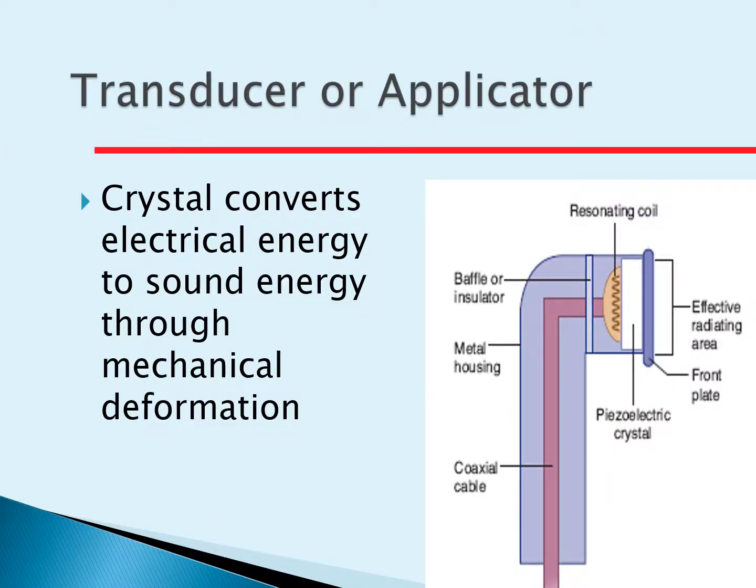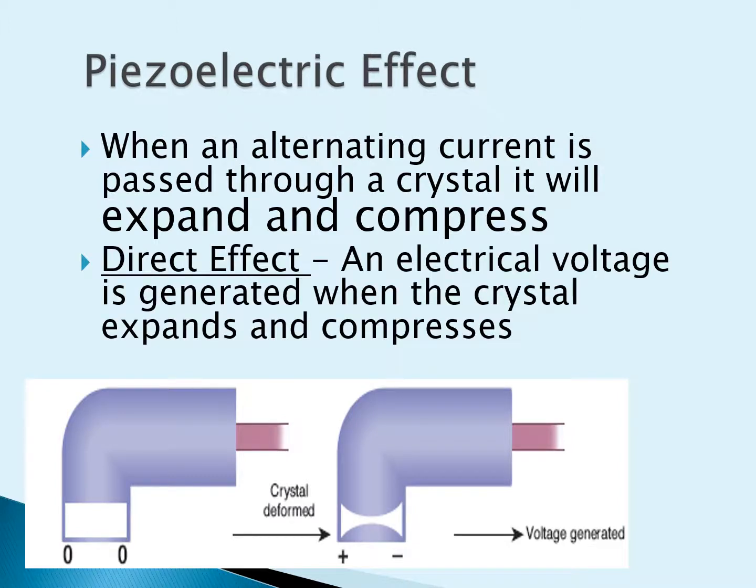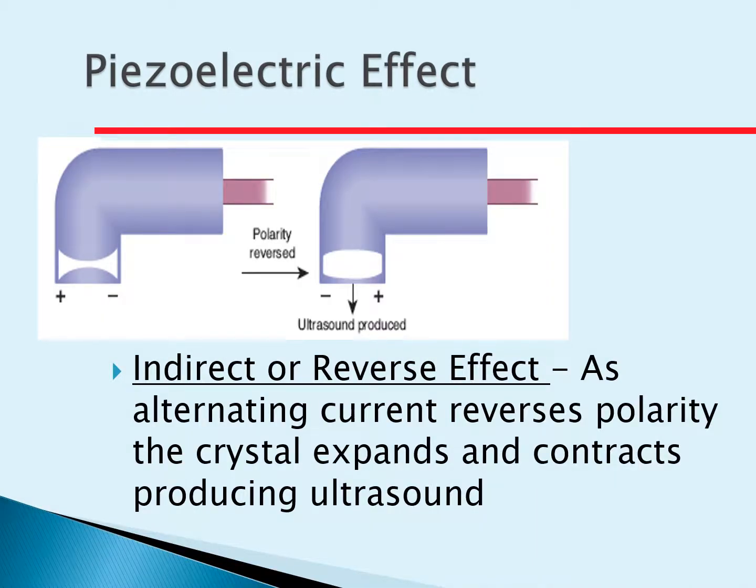It's going to convert electrical energy to sound through mechanical deformation. So here's the piezoelectric effect in place. An alternating current is passed through it. It causes the crystal to expand and compress. A voltage will be generated at that point, and that's going to cause a direct electrical effect that's going to cause the sound waves to go into the human body. Indirect or reverse effect: as alternating current reverses polarity, the transducer crystal will expand and contract, producing that ultrasound.